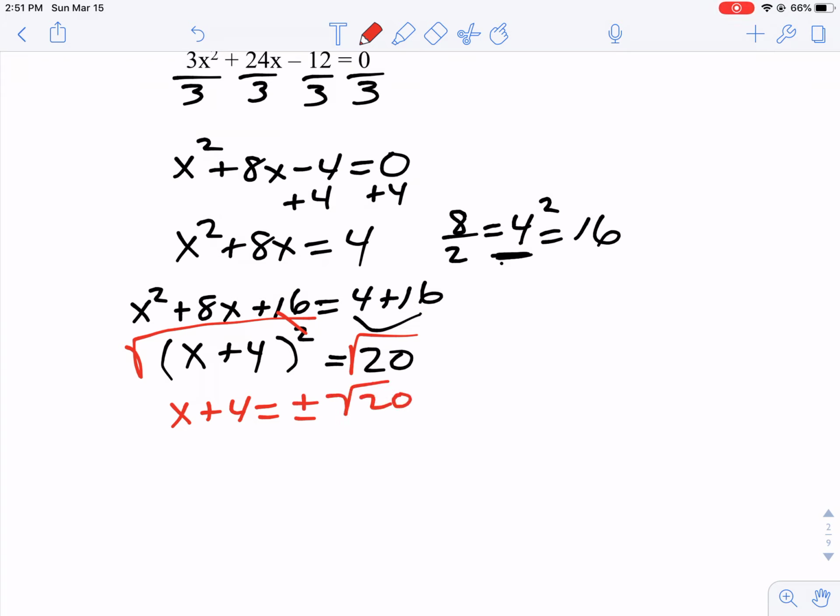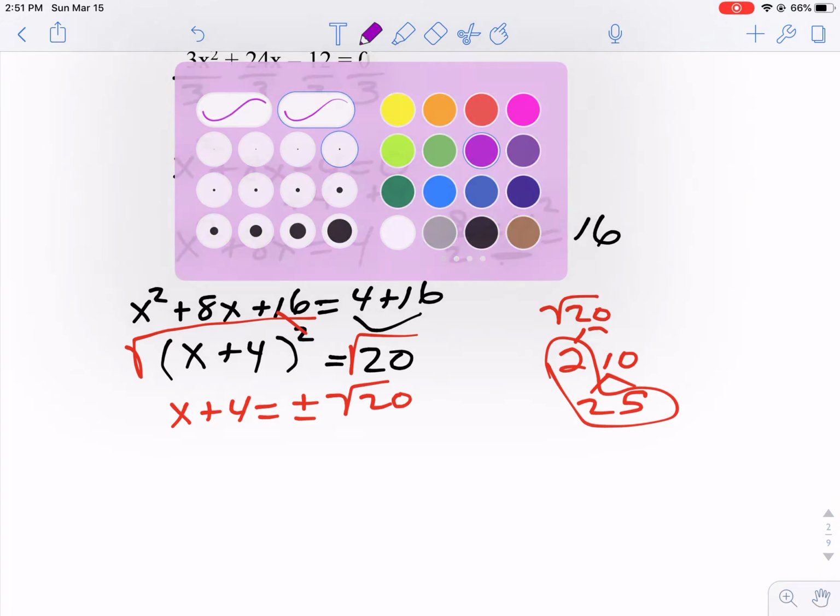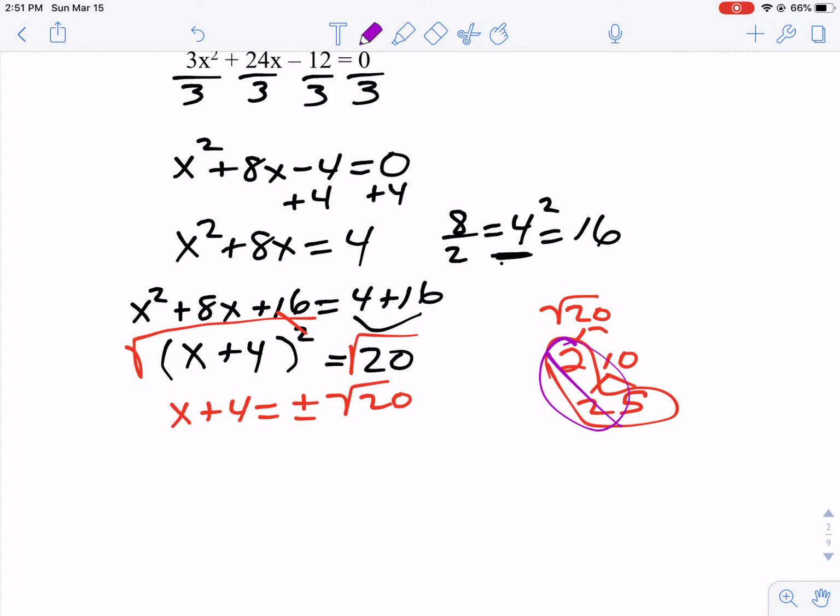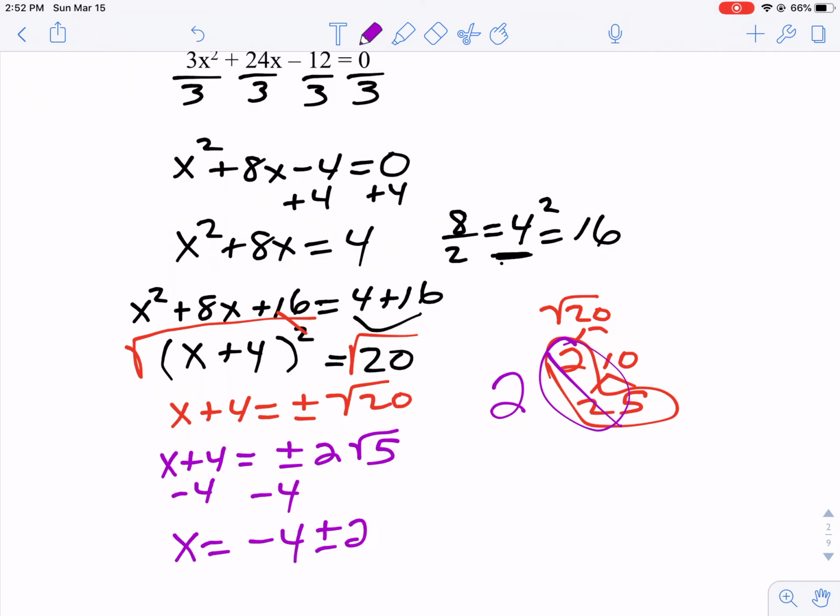It said simplest radical form, so over here on the side we're simplifying square root of 20. 2 times 10, 2 times 5, hockey stick. For every group of 2, 1 comes out, so you got a 2 on the out, so you got a 5 on the in, so x plus 4 is going to equal positive or negative 2 square root of 5. And then to get the x by itself, you subtract 4 from both sides. Remember, pretty numbers go first and ugly irrationals go second, and you now have it in simplified radical form.